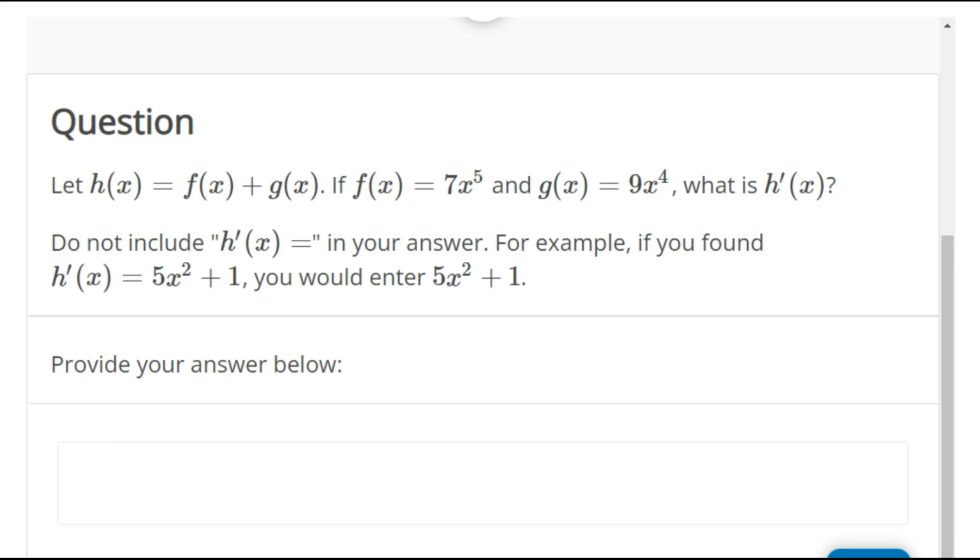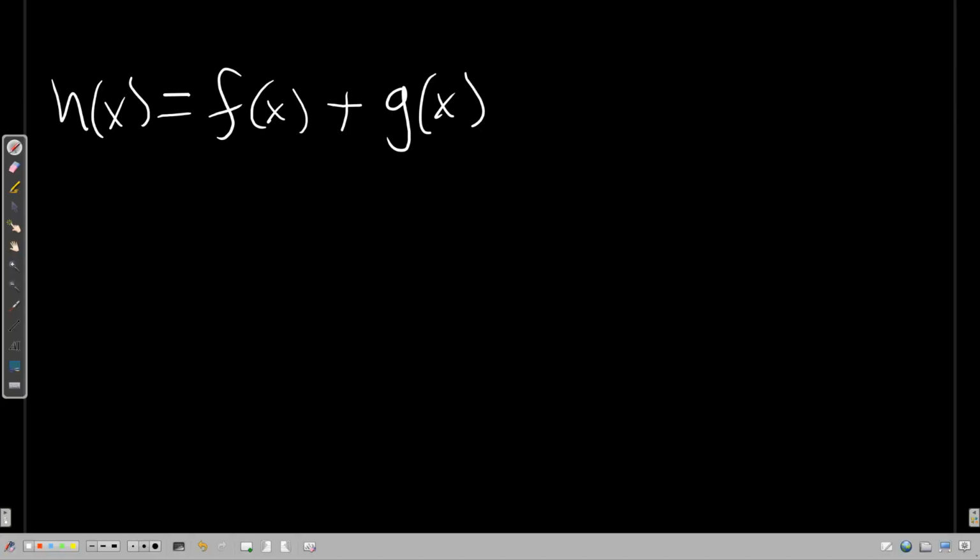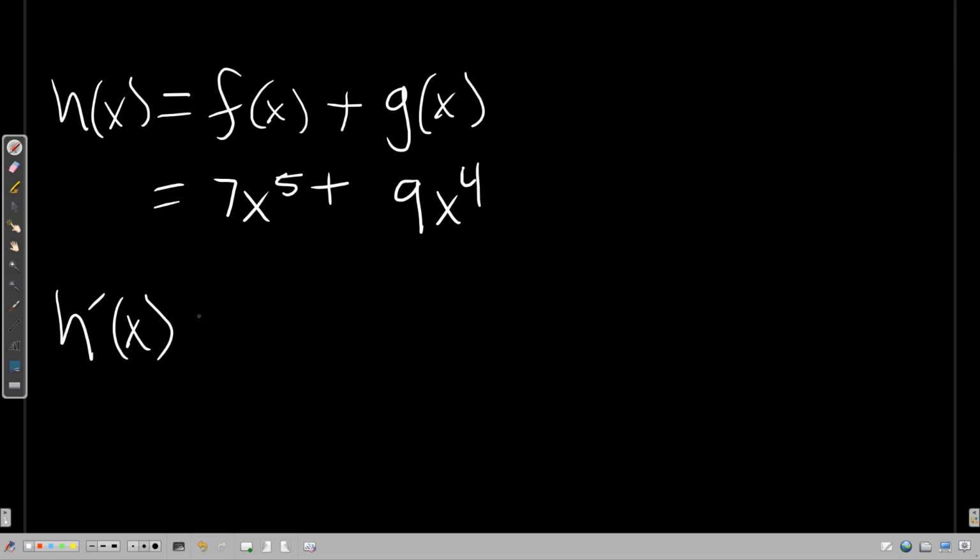Alright, here we are told that h of x is this sum of two functions, f and g, and that f of x is 7x to the 5th, while g of x is 9x to the 4th. They want to know h prime. So f of x was 7x to the 5th, and g of x is 9x to the 4th. You can differentiate term by term.